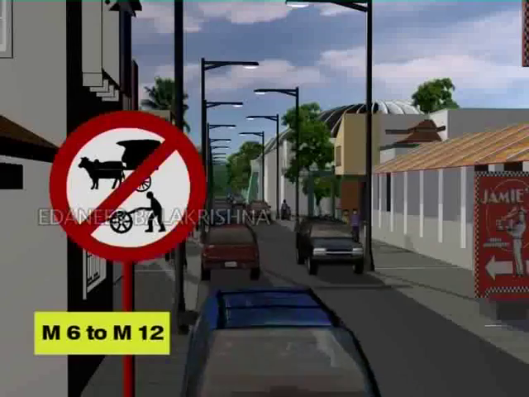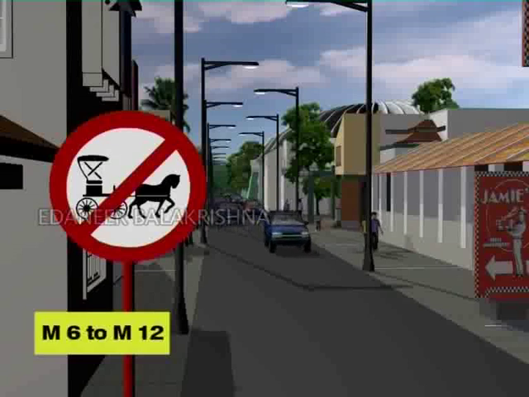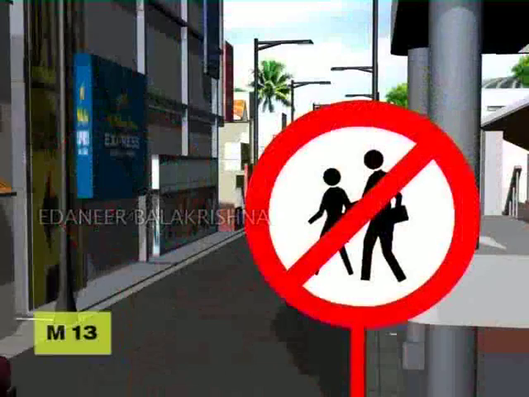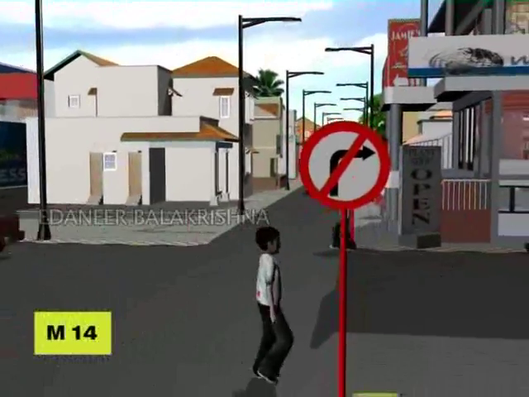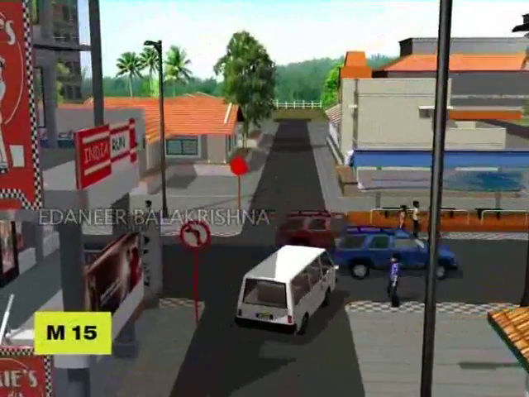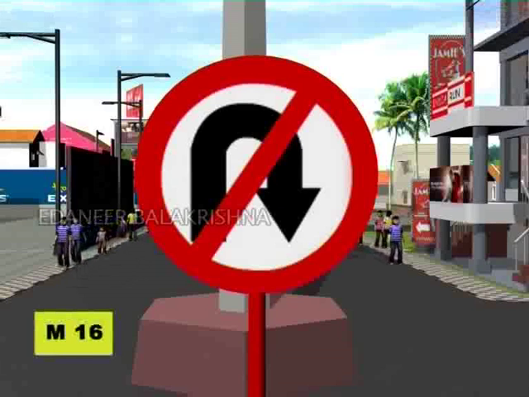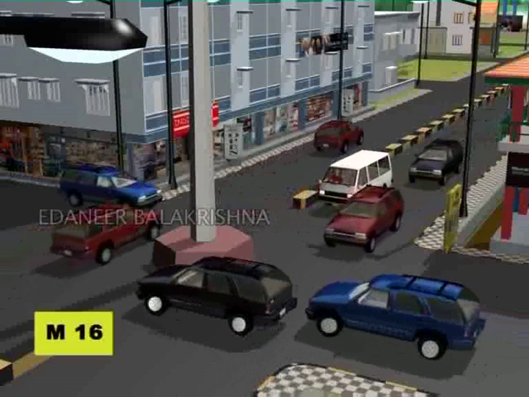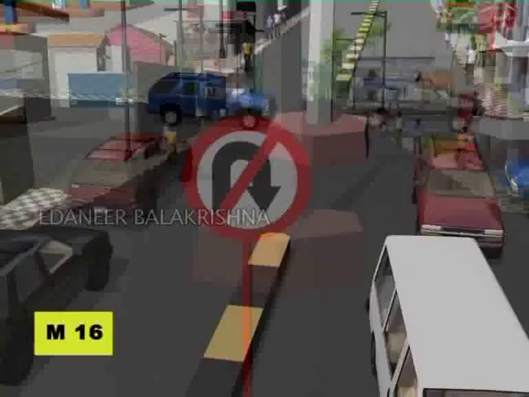Signals from M6 to M12 prohibit the entry of vehicles depicted inside them. M13 prohibits the entry of pedestrians. M14. No right turn. M15. No left turn. M16. No U-turn. U-turn is prohibited on certain traffic junctions to avoid obstruction to the traffic moving from the opposite direction on the adjacent road.